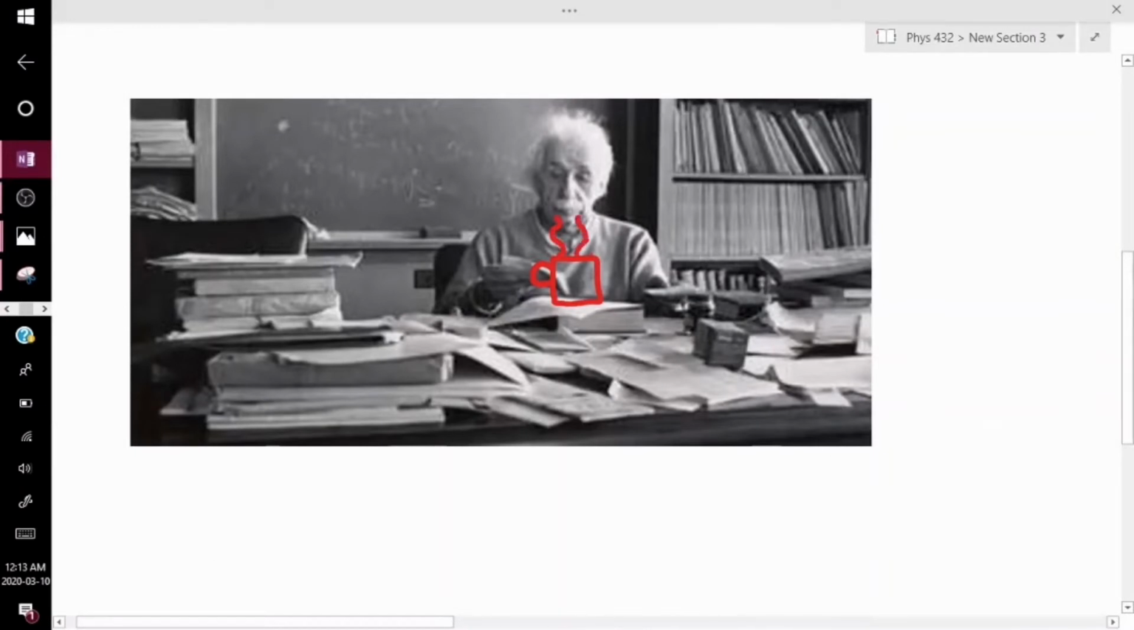In 1926, Einstein sat at his desk stirring a nice hot cup of loose-leaf tea. As he does so, he notices a peculiar motion brewing.